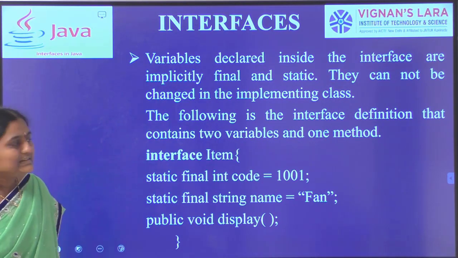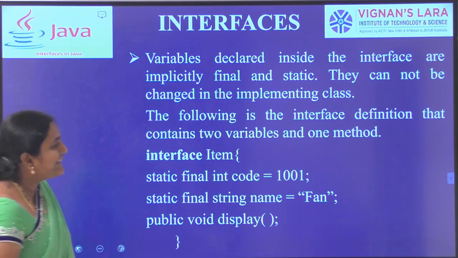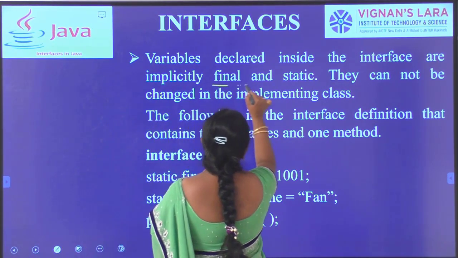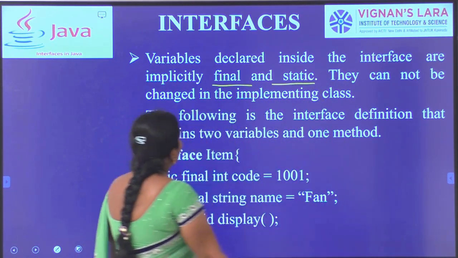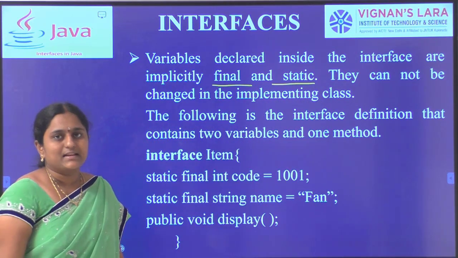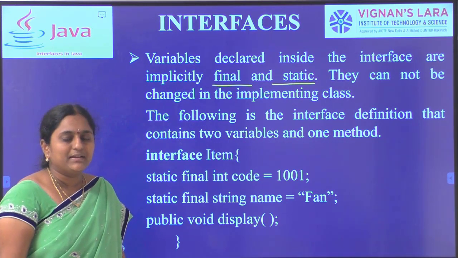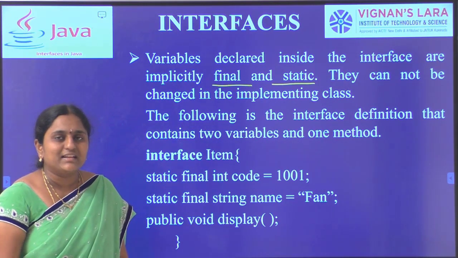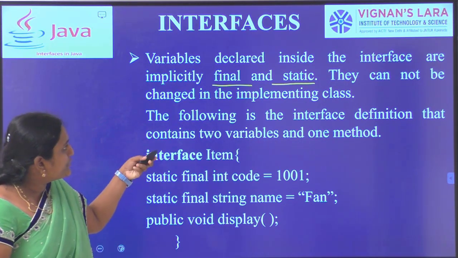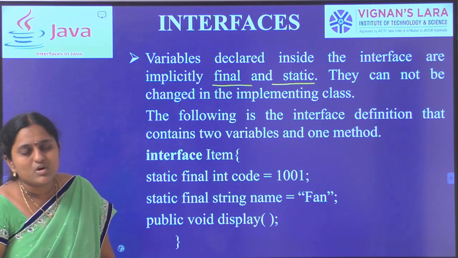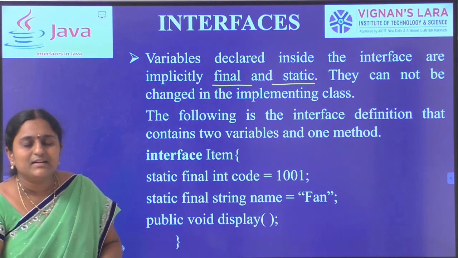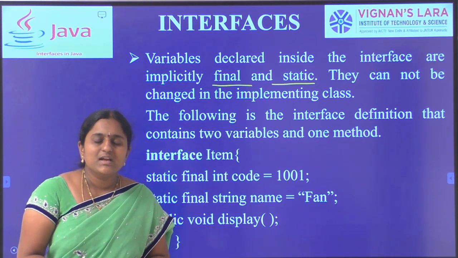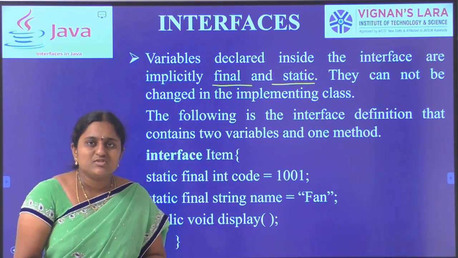Variables declared inside the interface are implicitly final and static. Any variable can be defined within the interface, and implicitly it should be static and final. They cannot be changed in the implementation class because they are declared as final variables. We can't change final variables.